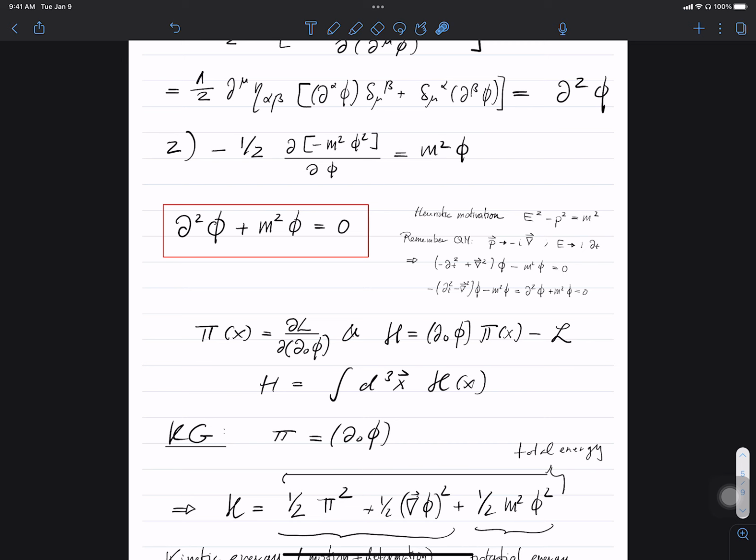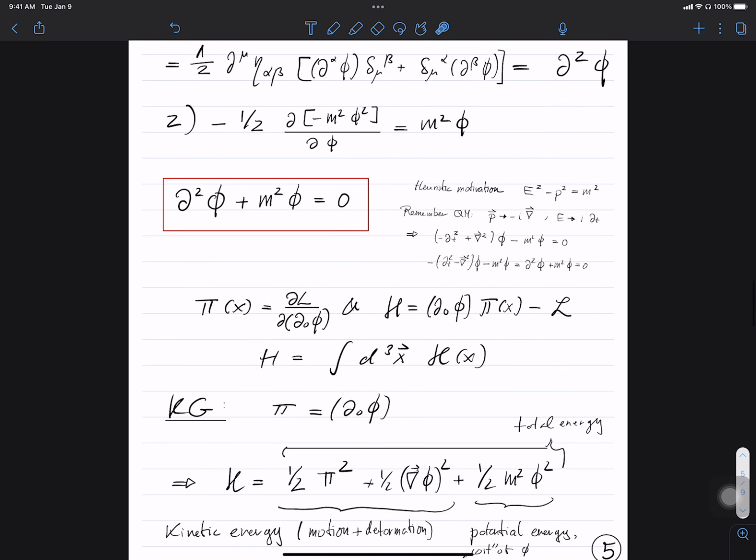So the first attempts to quantize a relativistic system were done with this equation, and there people actually noticed that they were running into inconsistencies when they just looked at a single-particle formalism. But we will come to that later.